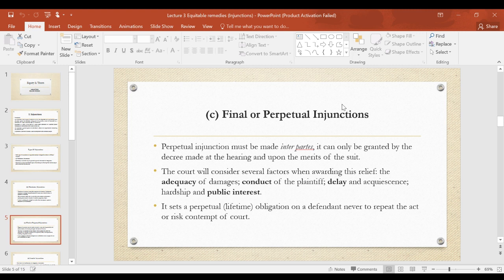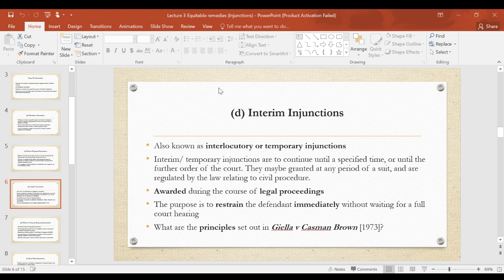But this kind of relief is final and it comes at the very end of the hearing of the matter, and other reliefs have been given by the court. But the court deems that all other reliefs that have been awarded to the plaintiff are not sufficient enough to remedy the situation, so an injunction which has perpetual underpinnings may be sufficient enough for providing relief to the plaintiff.